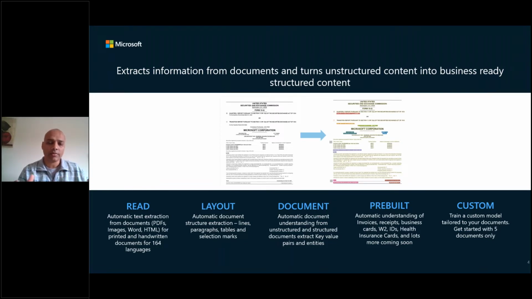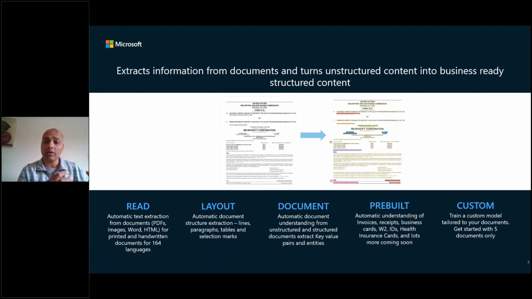And as you go through this process, you'll see that the outputs of each of these APIs is somewhat additive. So when you call the layout API, for example, you get the output from read as well as layout. When you call the document API as an example, you get the output from read, layout, and document. And what document does is it specifically extracts key value pairs from a document as well as entities. And we're going to go through this in a little bit more detail as we go along.